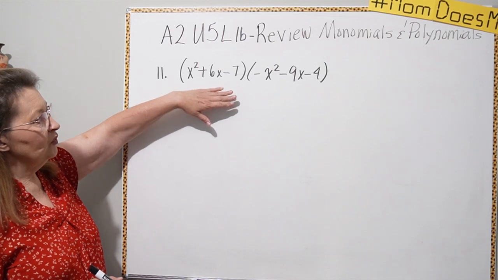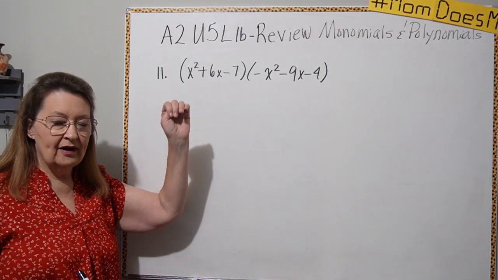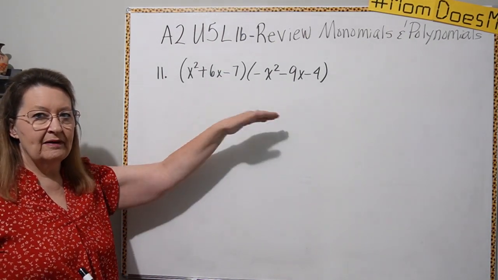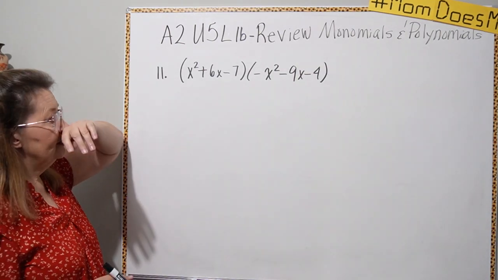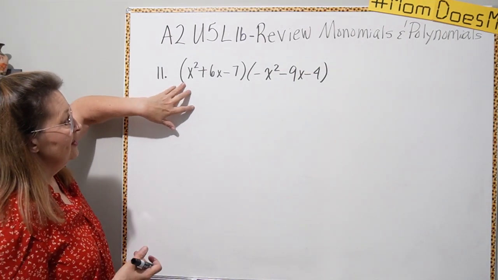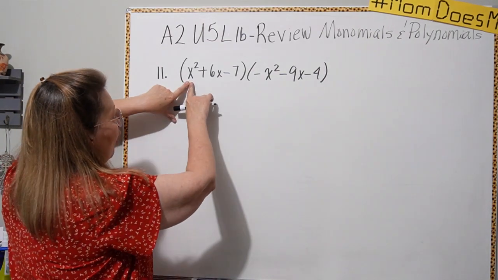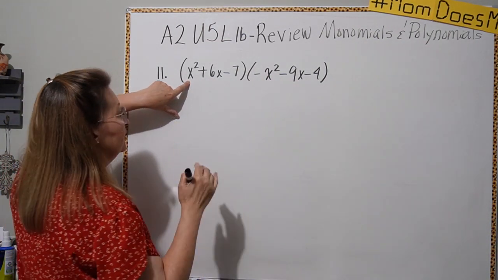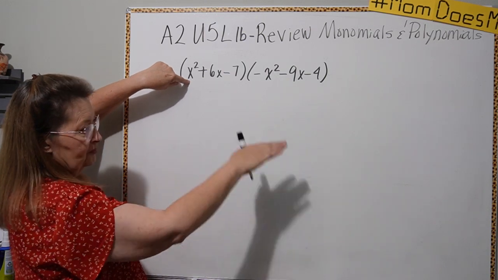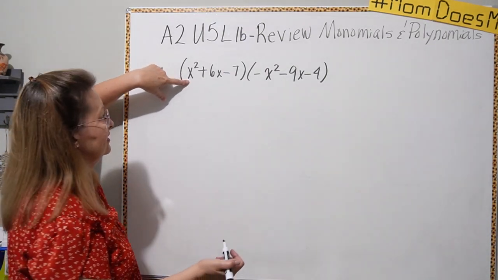Okay, for number 11, we also have trinomial times trinomial. This time, I'm going to skip that middle step, that first step, so you can see the difference. But I am going to have to stay on my toes. So I'm going to multiply all three of these terms times all three of these, which means I should have 9 terms in my next step if I want to check myself.